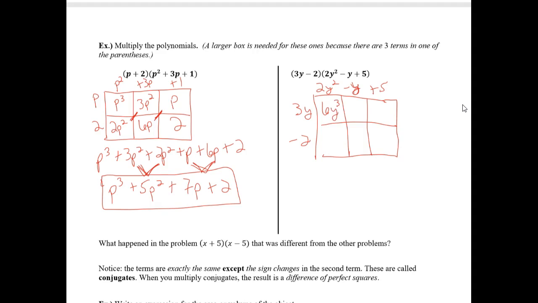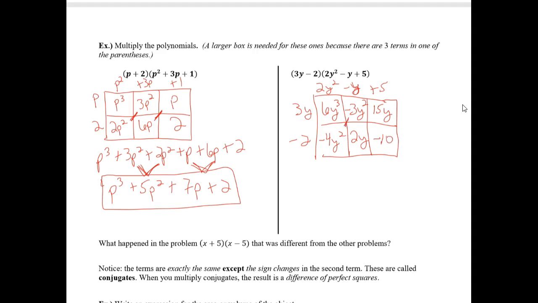3y times negative y is negative 3y squared because of that y times y. 3y times 5 is 15y. Negative 2 times 2y squared is negative 4y squared. Negative 2 times a negative y is a positive 2y. And negative 2 times 5 is negative 10.